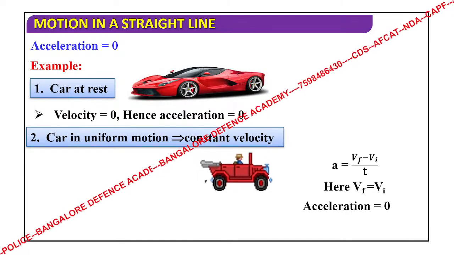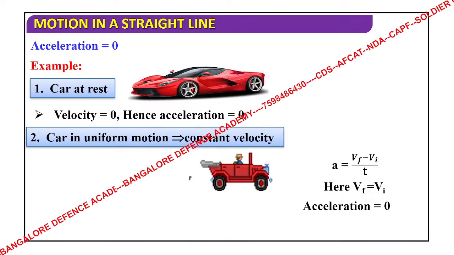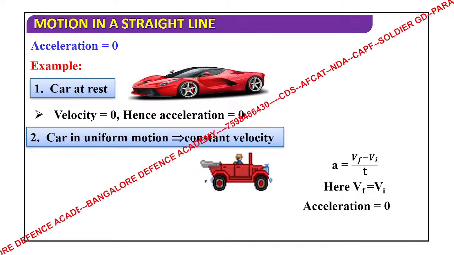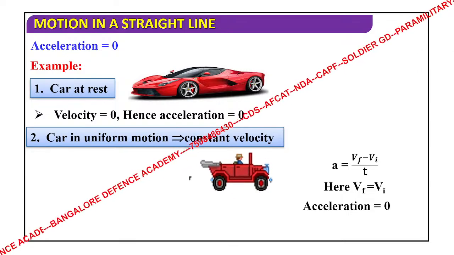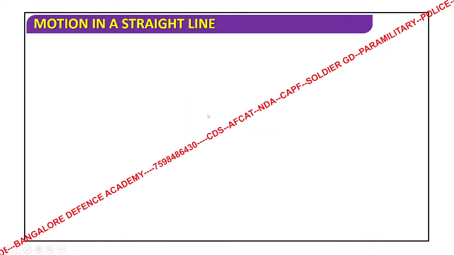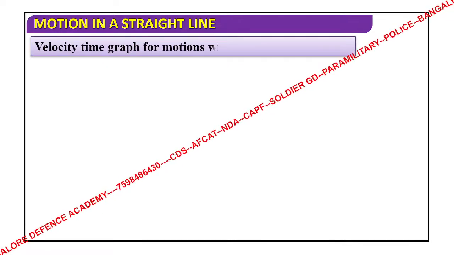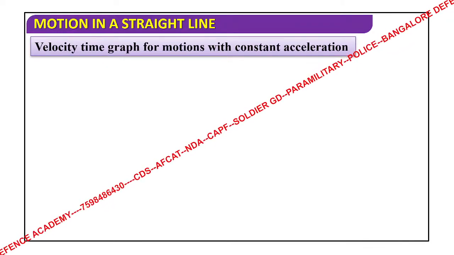So remember, in these two cases, when the car is at rest or the car is in uniform motion, the change in velocity will be 0, that means acceleration becomes 0. Just target on acceleration, so acceleration will become 0.